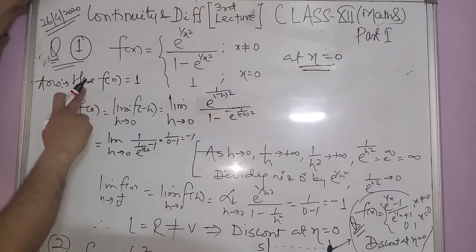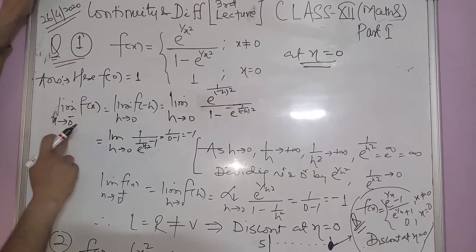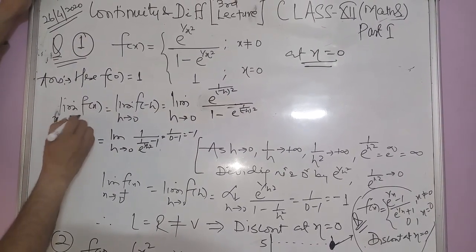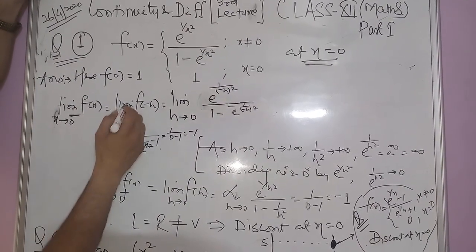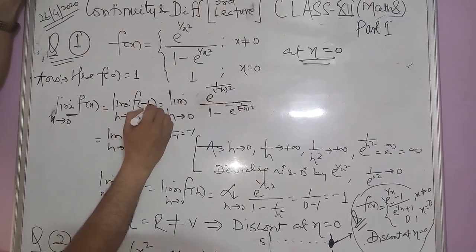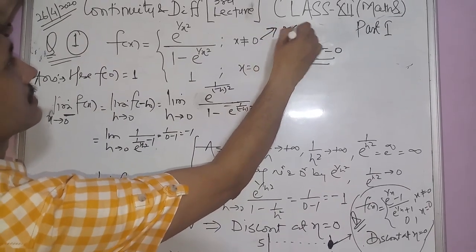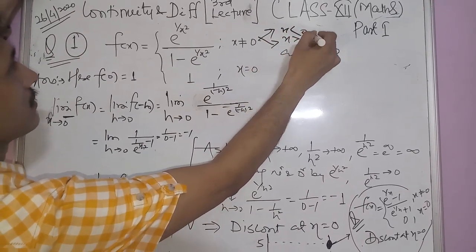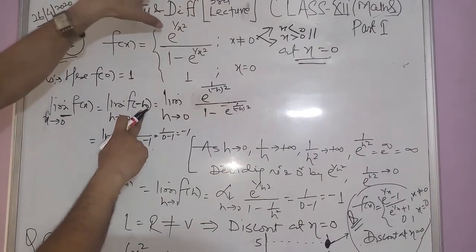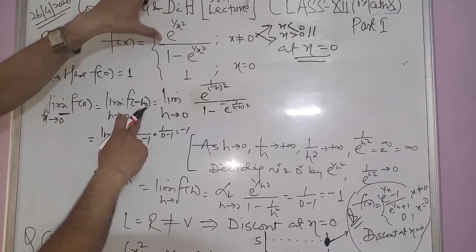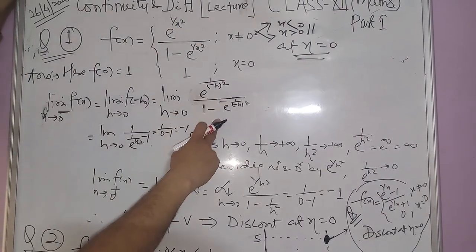As usual, here f of 0 equals 1. For the left hand limit of f(x) at x equal to 0, the limit of f(x) as x tends to 0 minus, we substitute x equal to 0 minus h, limit h tends to 0, f of minus h. Here both cases, x less than 0 as well as x greater than 0, are included. So f of minus h is e to the power 1 upon minus h whole square divided by 1 minus e to the power 1 upon minus h whole square.